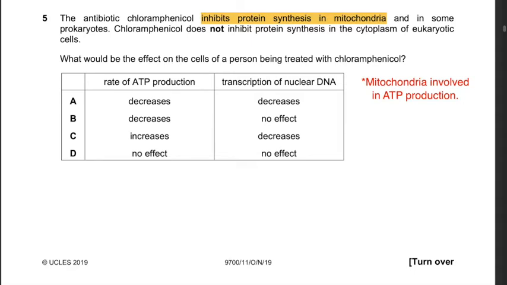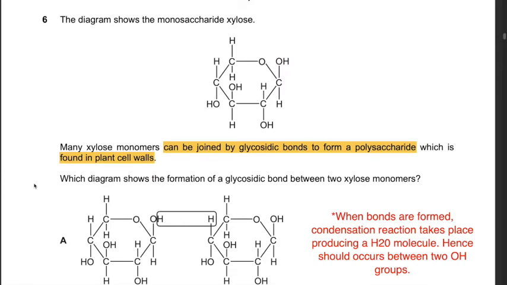Hence, transcription will also decrease. Therefore, the answer is A. Question 6. The diagram shows the monosaccharide xylose. Many xylose molecules can be joined by glycosidic bonds to form a polysaccharide which is found in plant cell walls. Which diagram shows the formation of a glycosidic bond between the two xylose monomers?